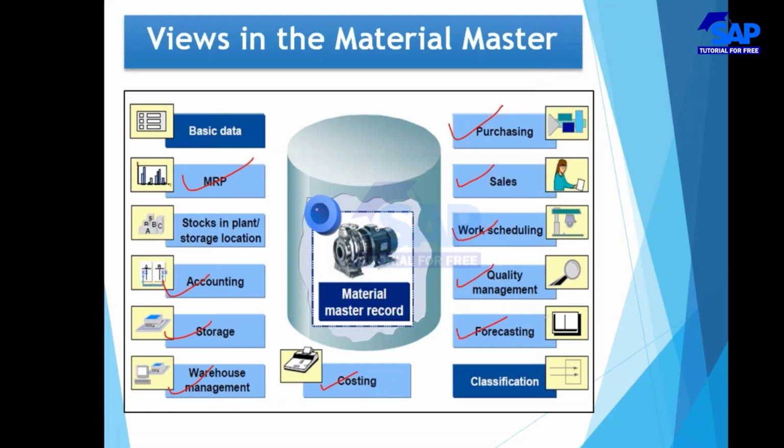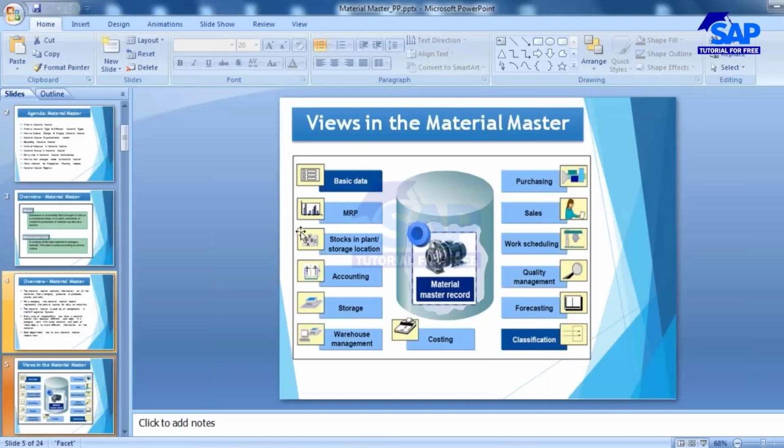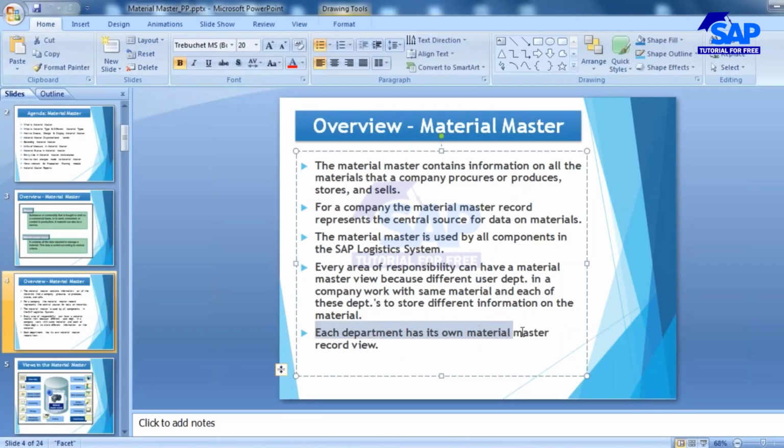All these respective departments will maintain their data in the material master record, and every department will have their own view in the material master. Accordingly they will maintain their data in the material master record. So the purchasing department will maintain their specific data in the material master in their view. Every department will be given a particular view, and in that view they will be maintaining their data for that particular material. That is why the material master is called a centralized source of master data. Each department has its own view in the material master. When we go to the practicals, we'll see that.